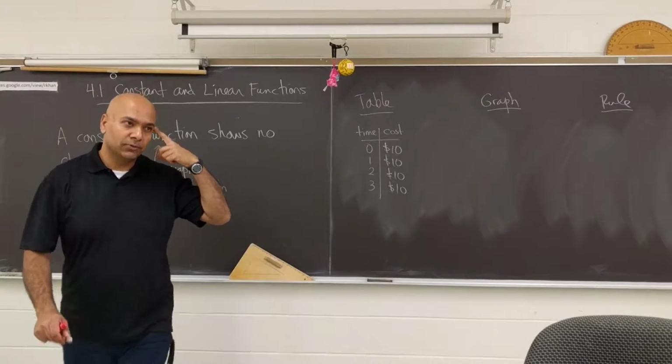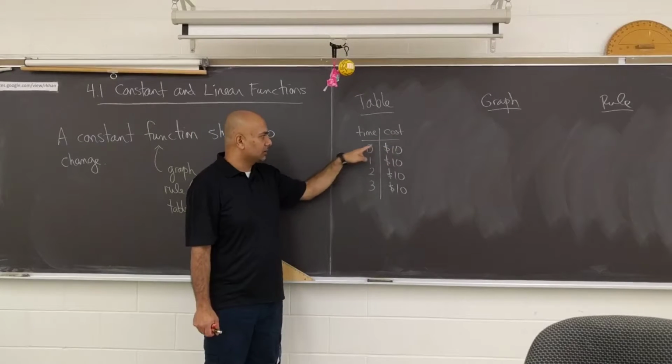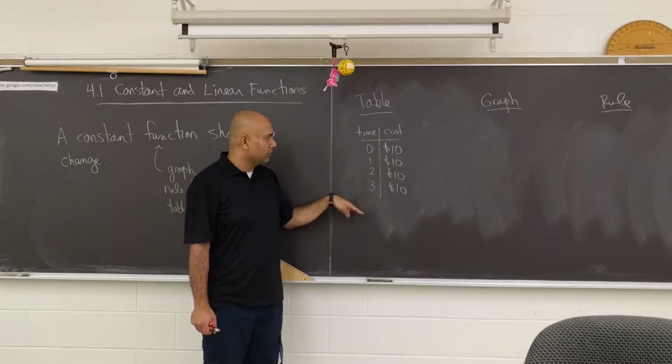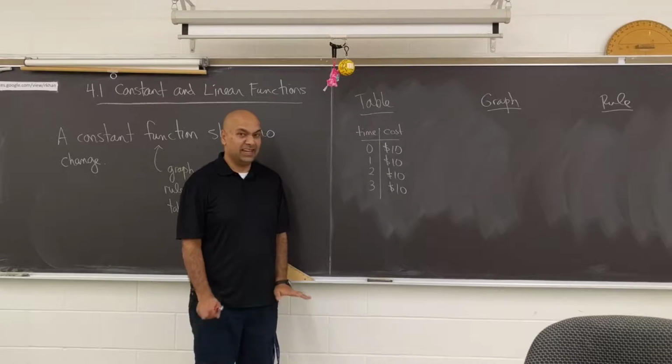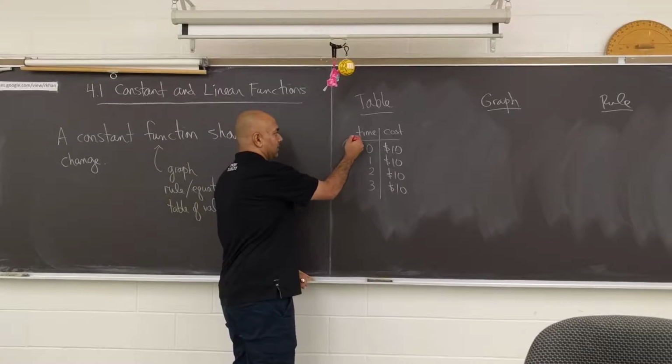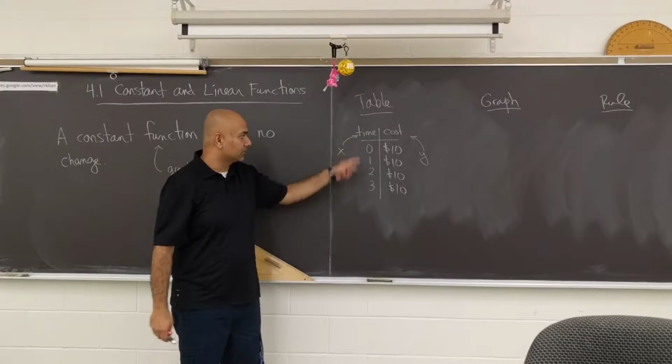Now, in grade 9, you were told, which is right, that in this case the cost depends on the time. The more you rent it, then maybe the cost would or wouldn't change. In this case, it's not changing. But the easiest answer is, this is x, and this is y. Why? Because that appears first.